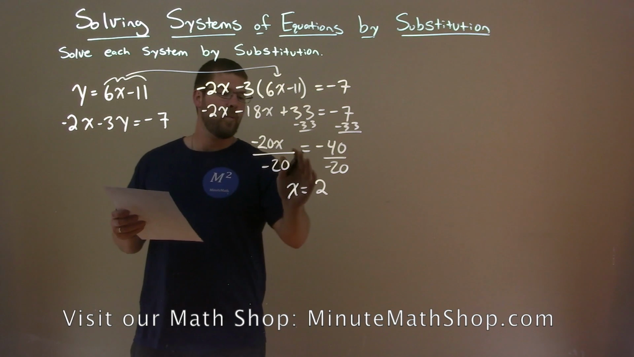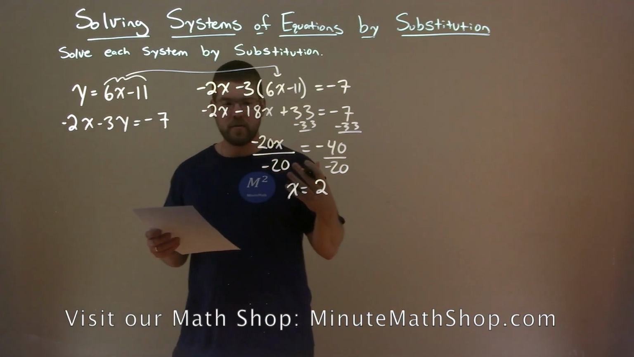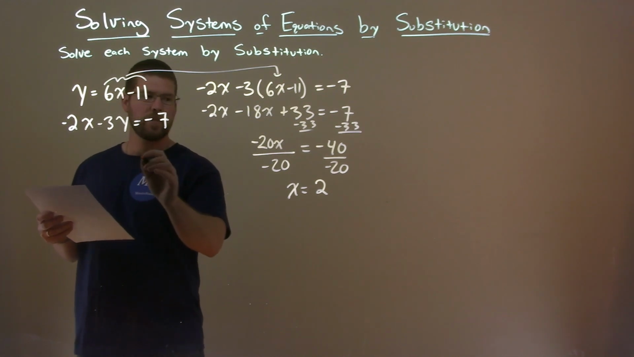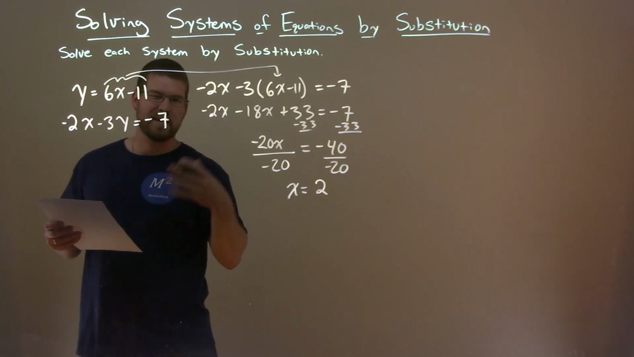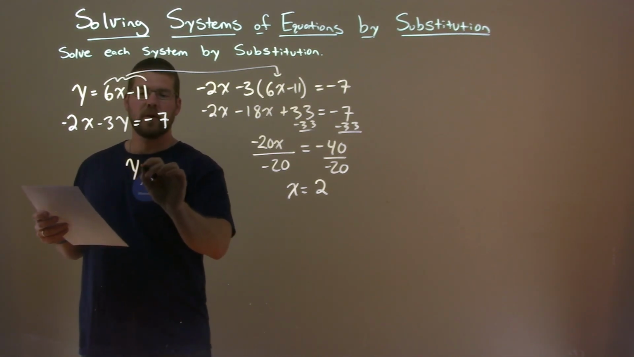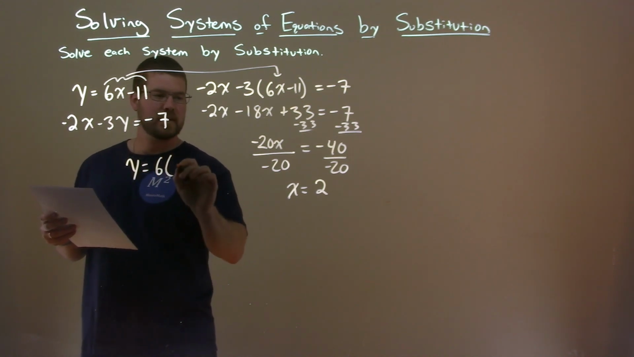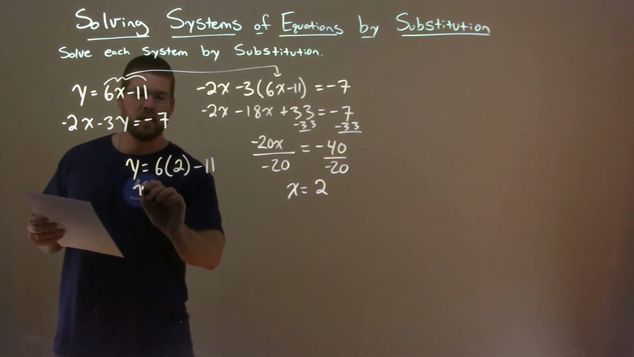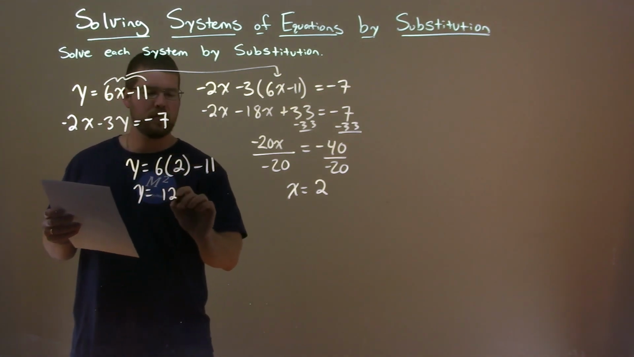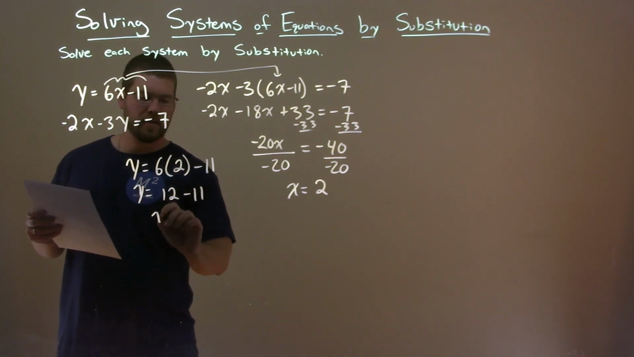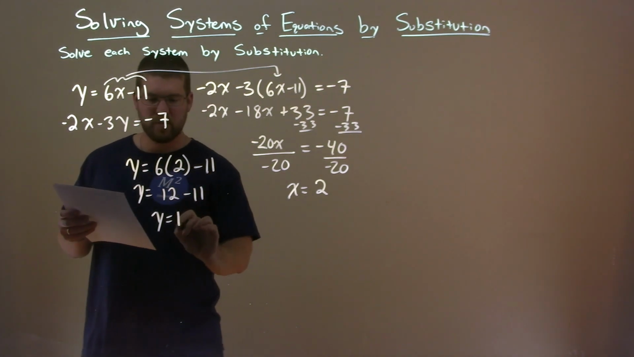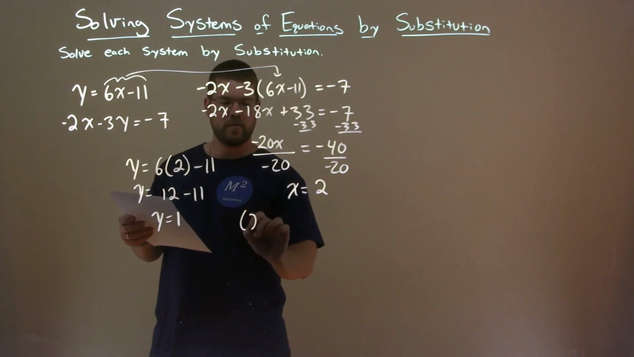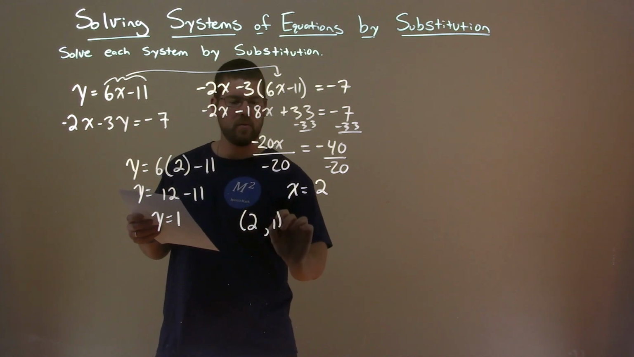So now we have one of our values. We have to find the y value. We take this 2 and we plug it into a second equation. Or into either one of the equations. Pick an easier one. First equation, I think it's easy. 6 times 2, 2 in for x, minus 11. Y equals 6 times 2 is 12, minus 11, and 12 minus 11 is 1. So we have y is 1, x is 2, and so my final answer is 2, comma 1.